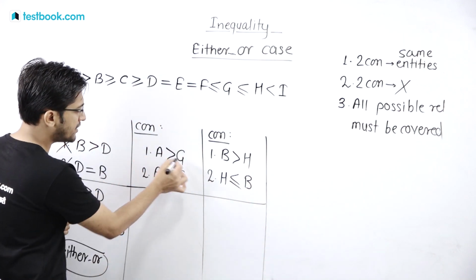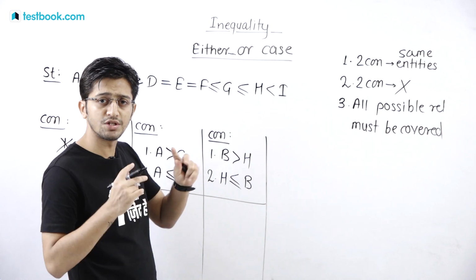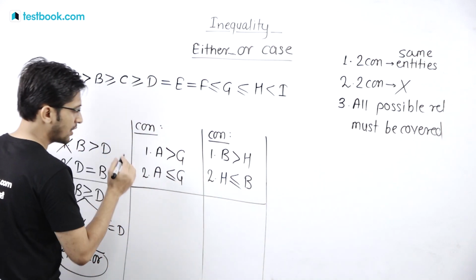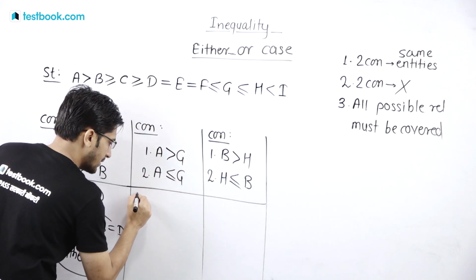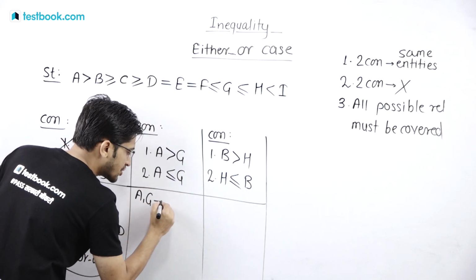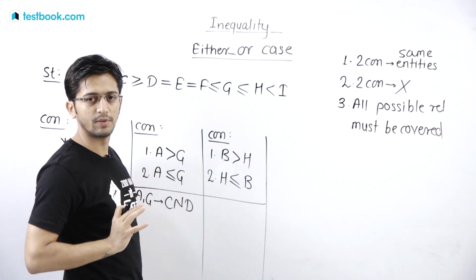Now, A, G, the first condition is satisfied. We have 2 conclusions in which same entities are there. Now the relation between A and G cannot be determined. What is the relation between A and G? The relation is cannot be determined.